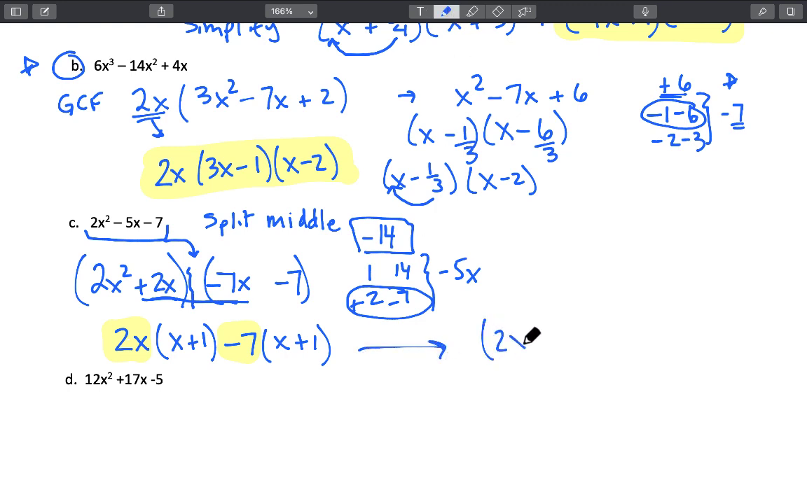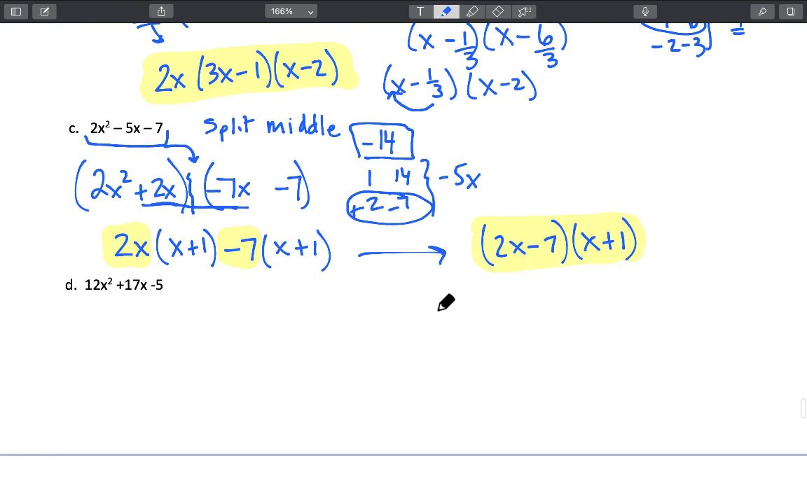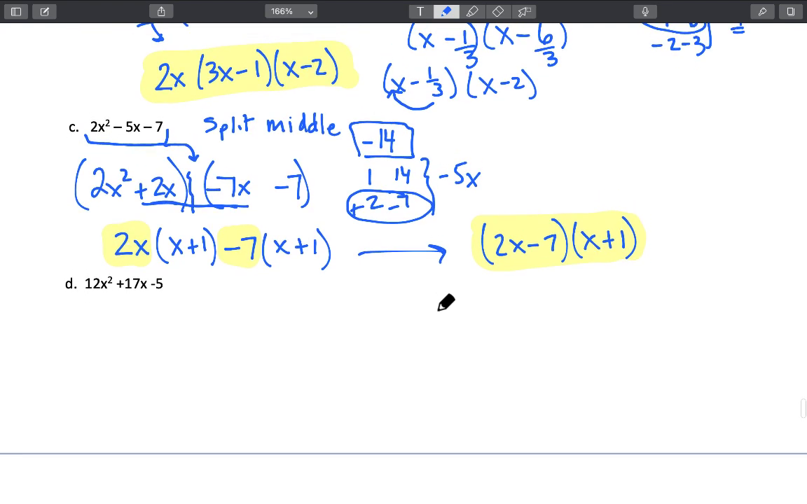So we are left with 2x minus 7 and x plus 1 are the final factorization of our original polynomial, 2x squared minus 5x minus 7. So that's the split the middle method. We'll try that one more time here, splitting the middle. And it is kind of a difficult concept.